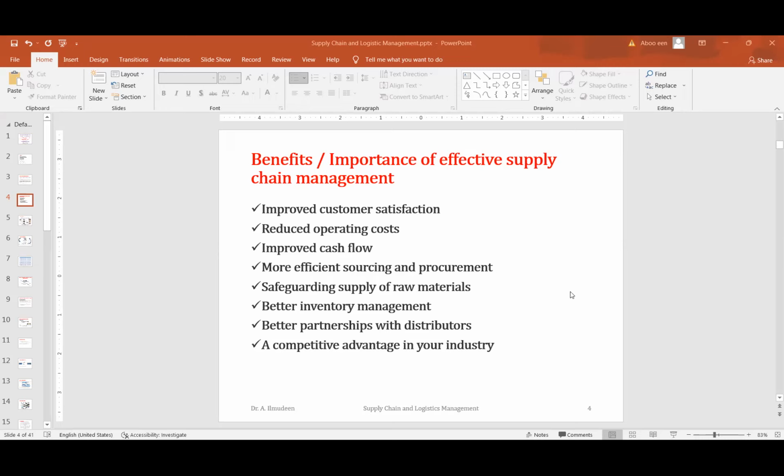A good supply chain management system helps them to deliver their products and services on time to their customers, so then they can keep their customers for a long time. So competitive advantage in the market. So these are some of the benefits and some of the importance of an effective supply chain management system for organizations. Got the idea?